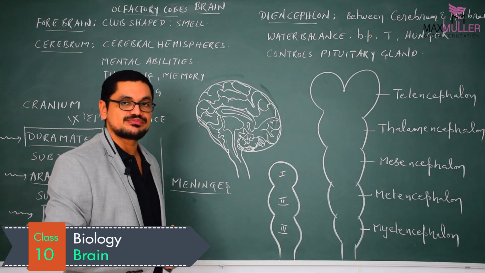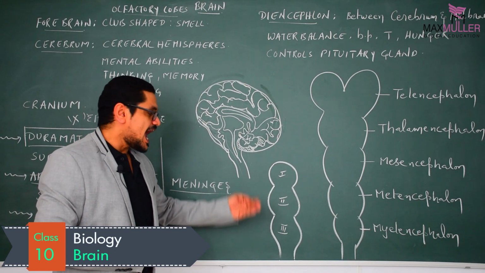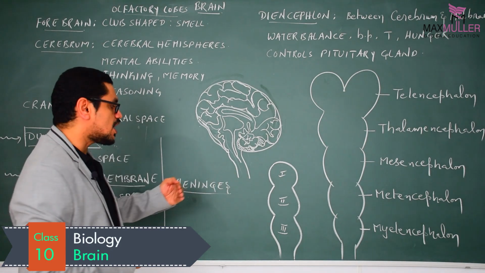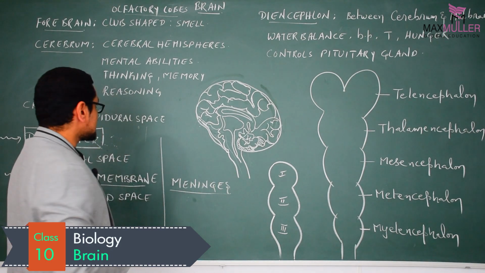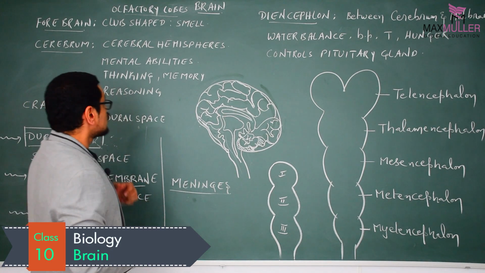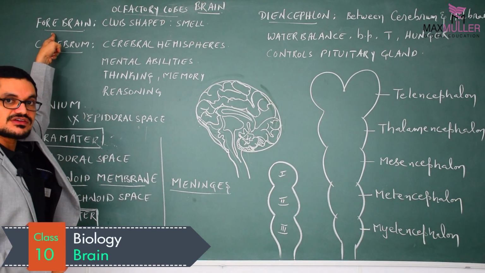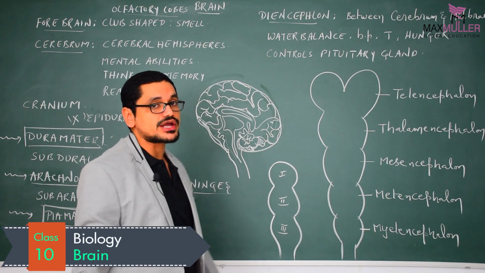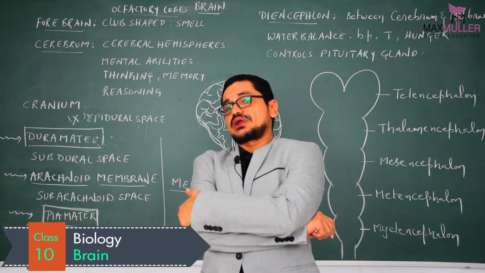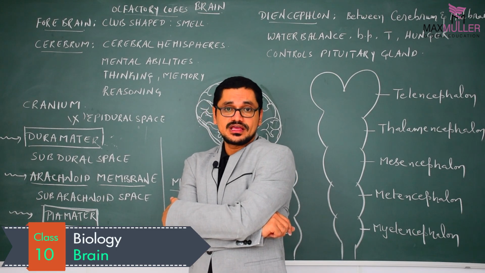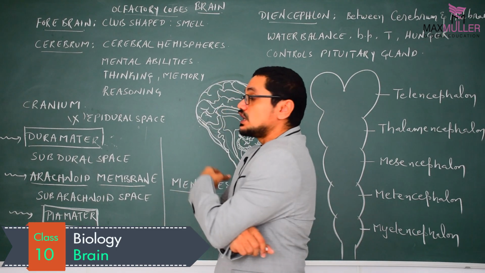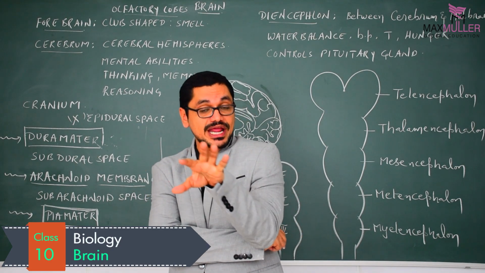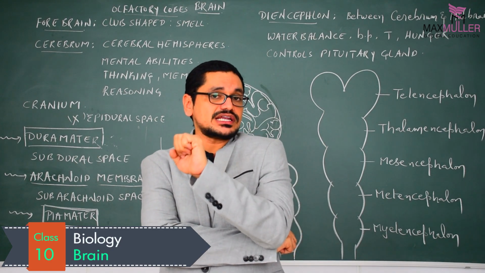This is the first part of the brain, this is the second part, and this is the third part. What is the first part of the brain called? The first part of the brain is called the forebrain. The second part of the brain is called the midbrain. The third part of the brain is called the hindbrain. Like that, three parts are there.